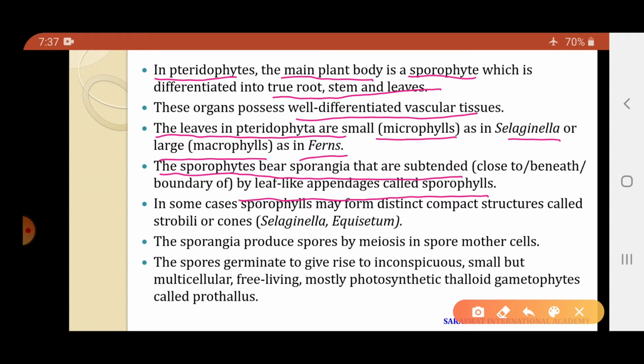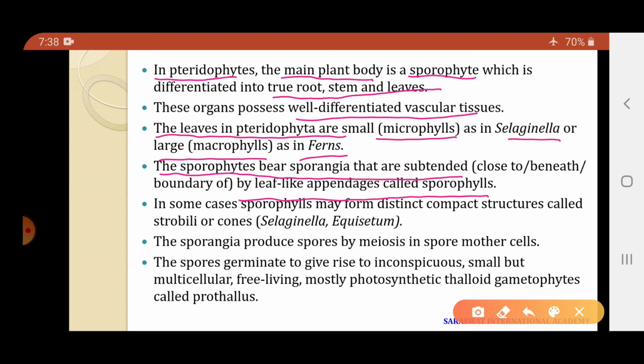What does that mean? The sporophyte जो होता है, their main plant body is sporophyte. Now, this sporophyte, they possess the leaf-like appendages. So, those leaf-like appendages are called as sporophylls. And these sporophylls, they have the sporangia, which are subtended. Subtended यानी which lie close to or beneath to or on the boundary. So, basically, leaf के पास क्या होता है? Sporangia होता है. This will be more clear when we will study the life cycle in the later part of the video.